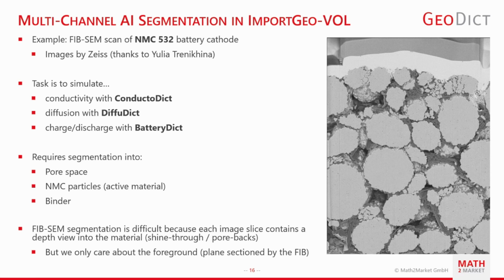FIB-SEM images are notoriously difficult to process for porous materials because the nature of the imaging might mean that you see the plane you're interested in, but you might also see in the background pixels from distant slices. So we call this the pore back or the shine through. And when you look in the pores, you might see what's behind the pore, the next grain or the next binder. We only care about the plane sectioned by the ion beam, usually gallium, but maybe other materials in plasma FIB. We don't care about that background material.